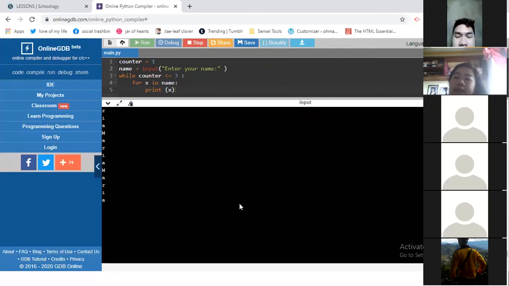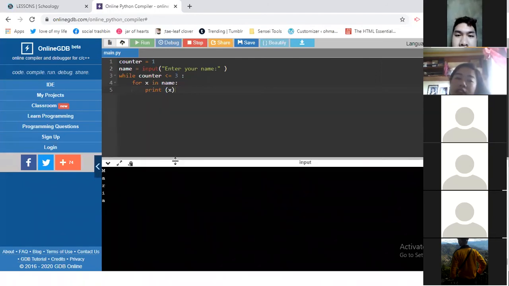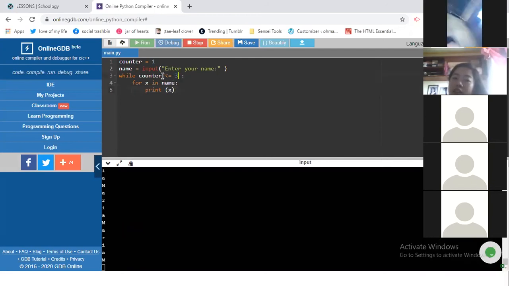Okay. Nag-run siya, however, as we speak, hindi siya natatapos. Nagpiprint pa rin siya. What's missing? Walang limit, ma'am. Meron. May limit siya. What's missing? Increment, ma'am. Okay. So we're missing the increment.